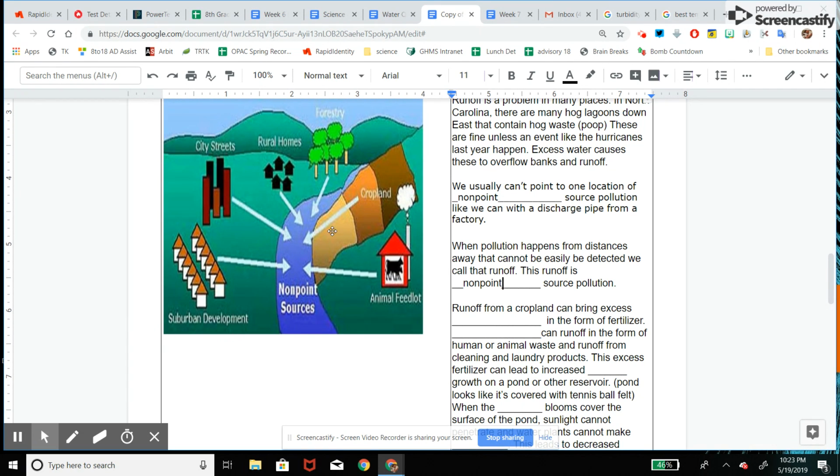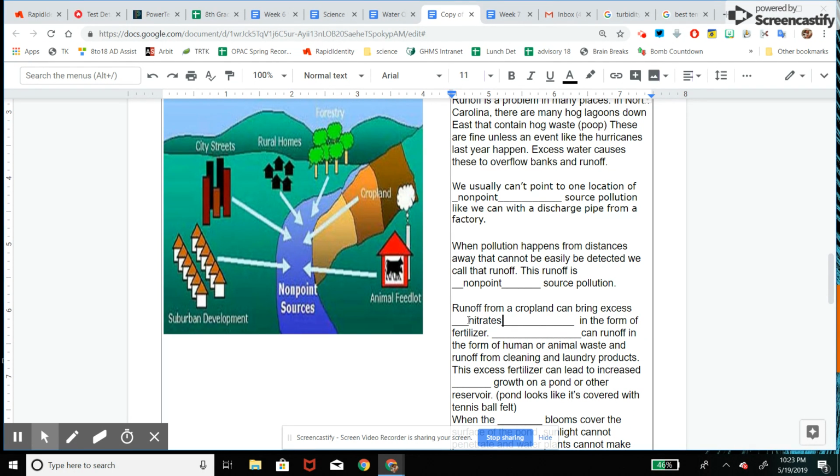Runoff from cropland, like here, can bring excess nitrates in the form of fertilizer. This is a problem. We'll talk in a minute about why it's a problem. Phosphates can come from animal waste, human waste, or runoff from cleaning products or laundry products. That's why they advise you against washing your car at home, and to go to a place where they recycle and clean up the soap and products instead of letting soap just run off into the water. Because if there's excess nitrates and phosphates, it can lead to what we call algal growth.